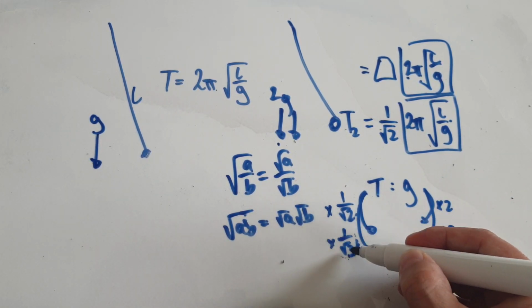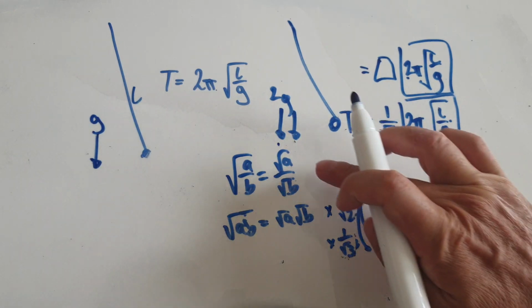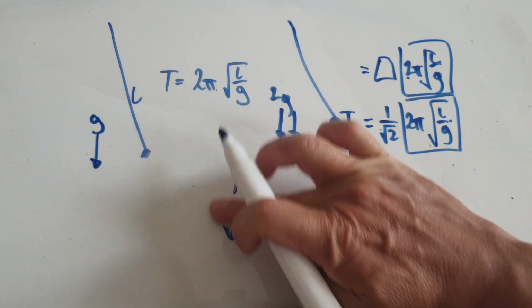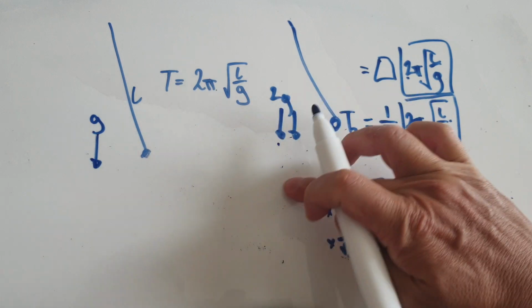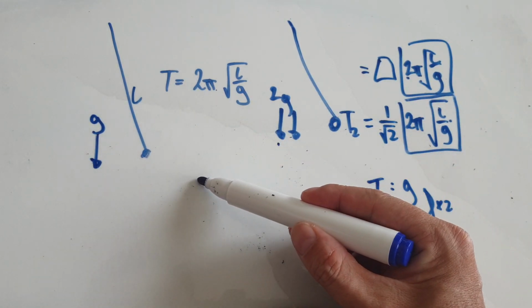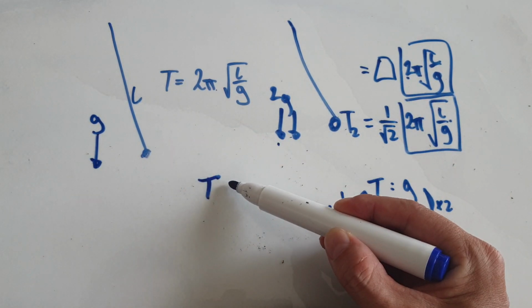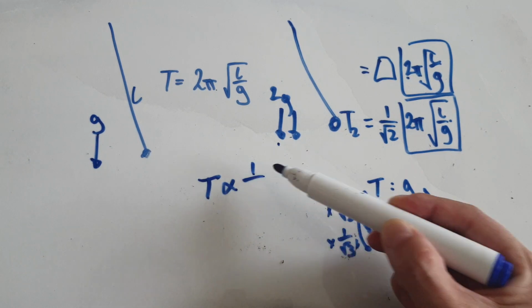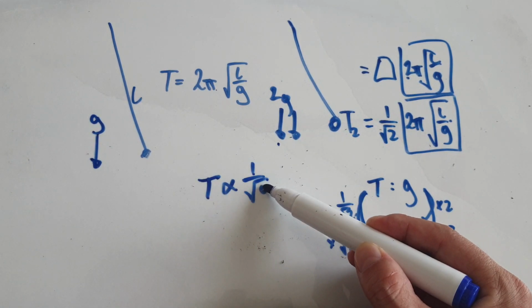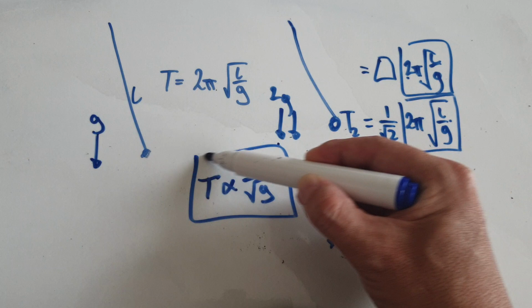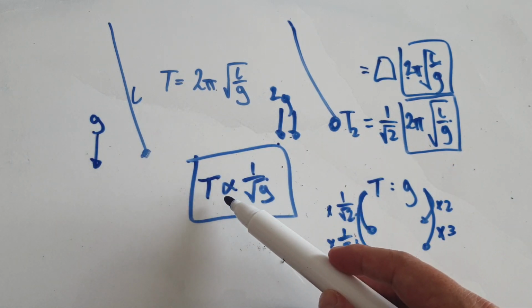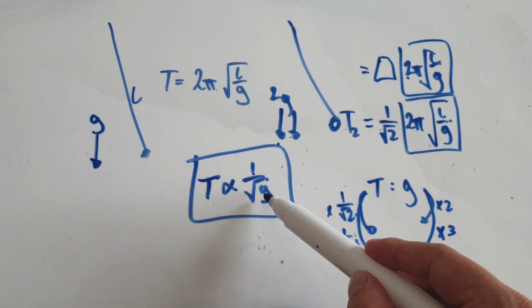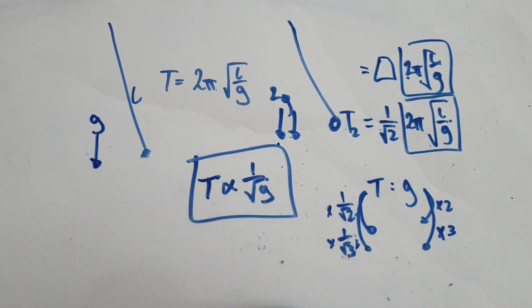and then times by 1 over root 3. The reason why I'm doing this is because you can see, if you visualize it like that, you can see that the relationship is inversely proportional to the square root of gravity. That is your relationship. Your proportional relationship is inversely proportional to the square root of the gravitational pull. Okay?